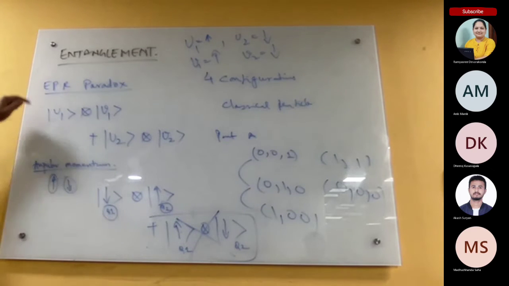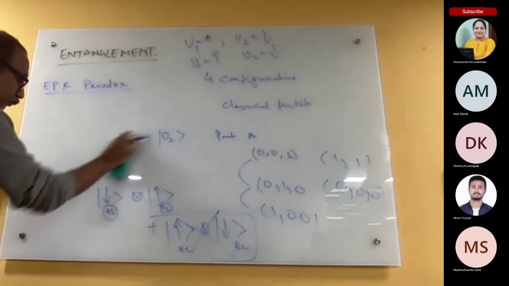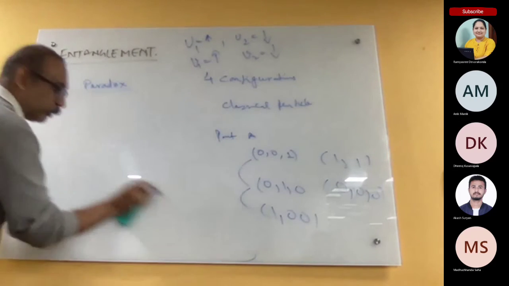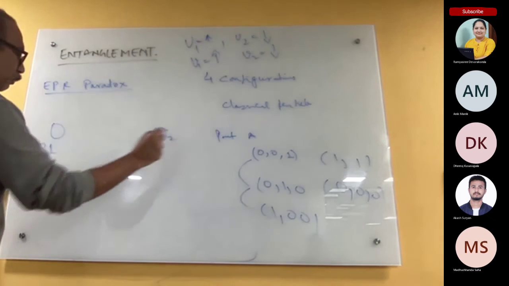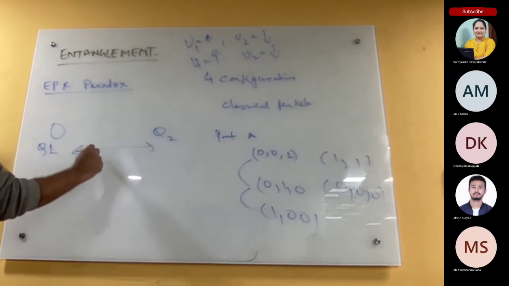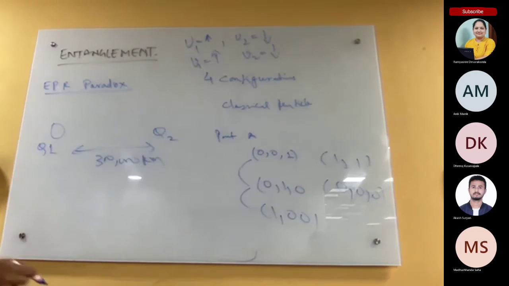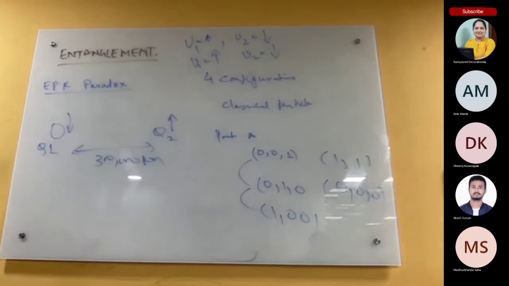Now, what was the problem that Einstein had with it? Einstein's problem was he said that if this is actually true, and it is not just Einstein, it's Einstein, Podolsky, and Rosen, all three of them. What they essentially said is, if you have two qubits, Q1 and Q2, separated by some large distance, maybe 300,000 kilometers, the speed of light in 1 second, the moment you measure this and this comes up, this has to come down.